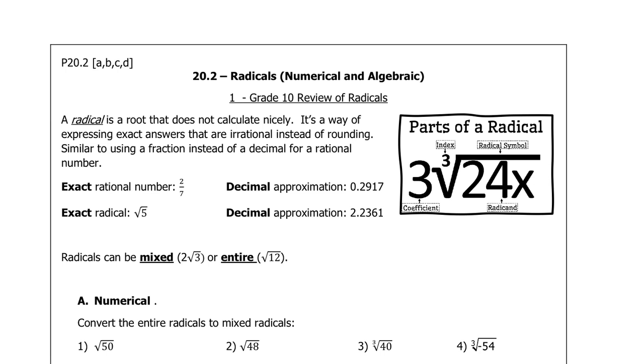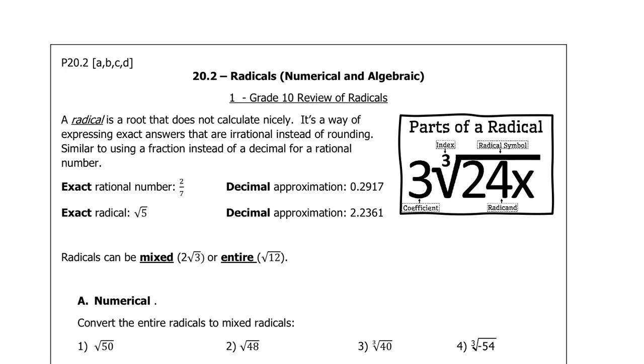So, the next outcome we're doing is radicals. In grade 10, you were exposed to radicals. Remember that a radical is simply a root that does not calculate nicely. So, if I have the square root of 25, that gives me 5, but we're specifically looking at things that don't have perfect square roots, like root 27 or root 5. So it's a way of using exact answers instead of rounding when the number is irrational.